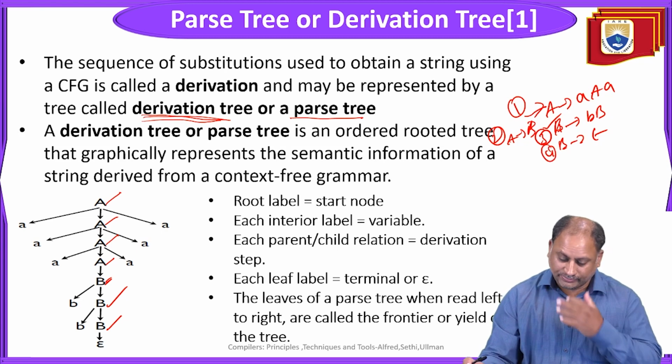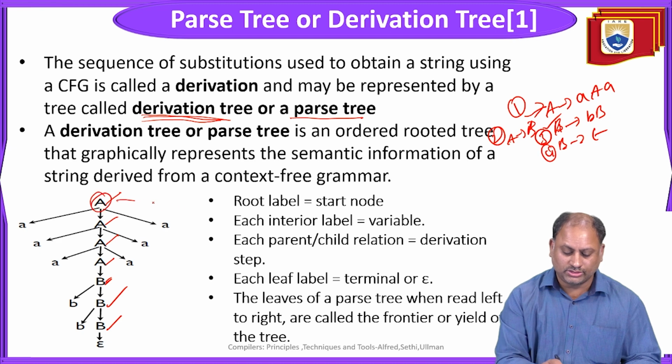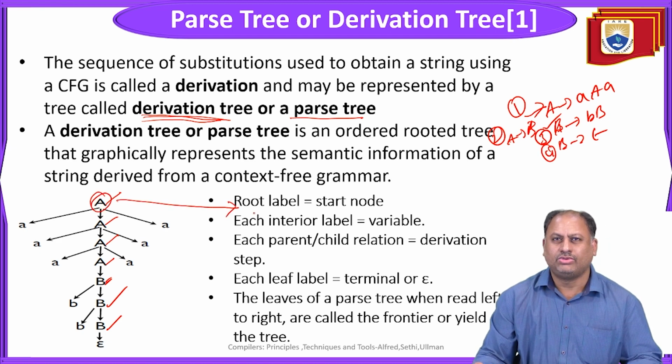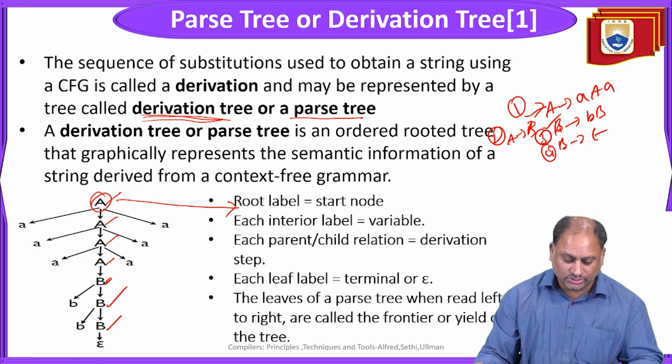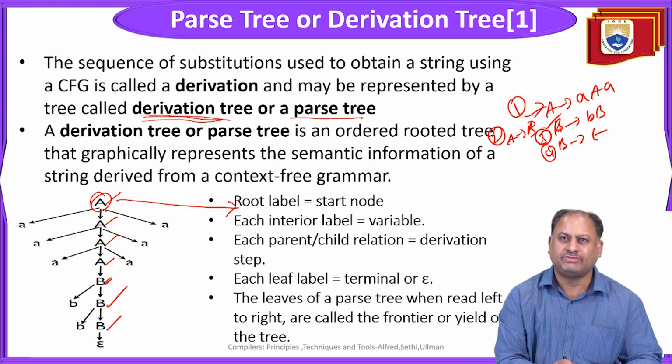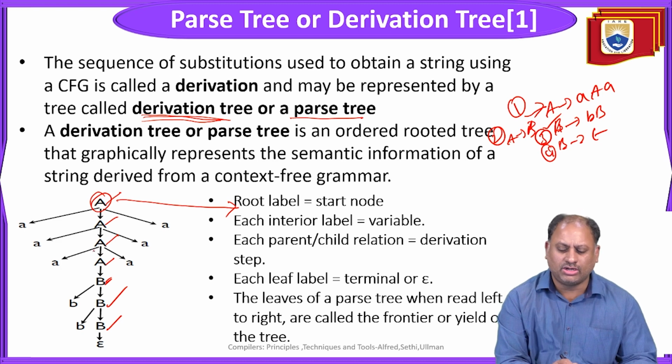Here the first node is called the root node, or start node, the start label. So it is a tree. A parse tree is a tree that is graphically represented with the information available based on the derivation strings from the context free grammar. The context free grammar we applied, based on the terminals and non-terminals, uses some steps to derive the string, and the same can be used to generate this parse tree. This tree is called a parse tree or derivation tree.